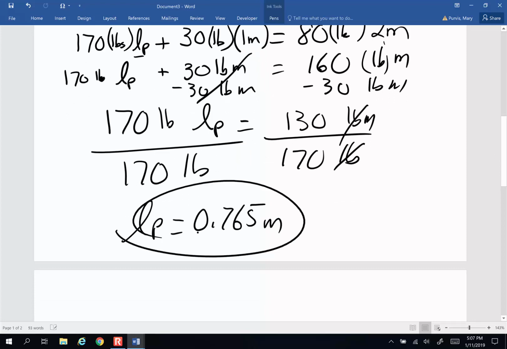Now, what does that mean? That we measured our pivot at the top of this person's head. That's where we placed our pivot. So what that means is if I stand this person up and I measure from the top of their head down 0.76 meters, that's going to be their CG.